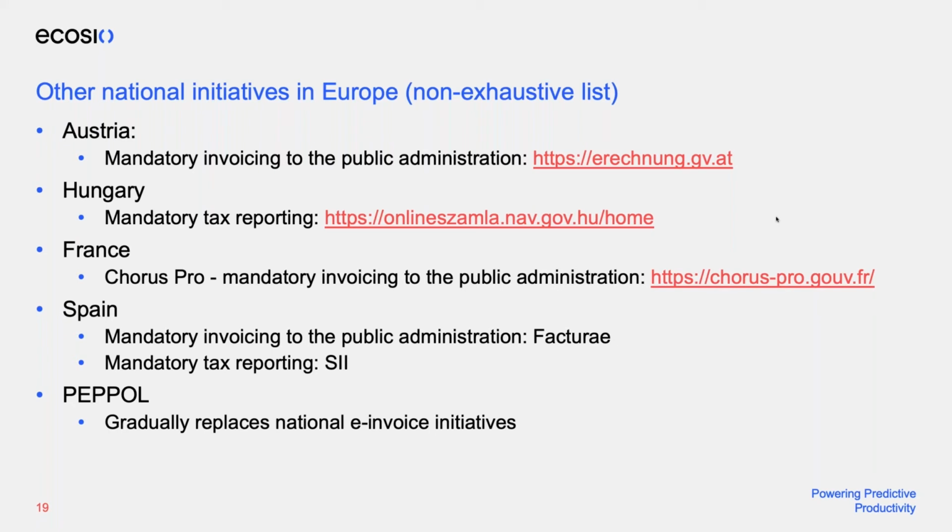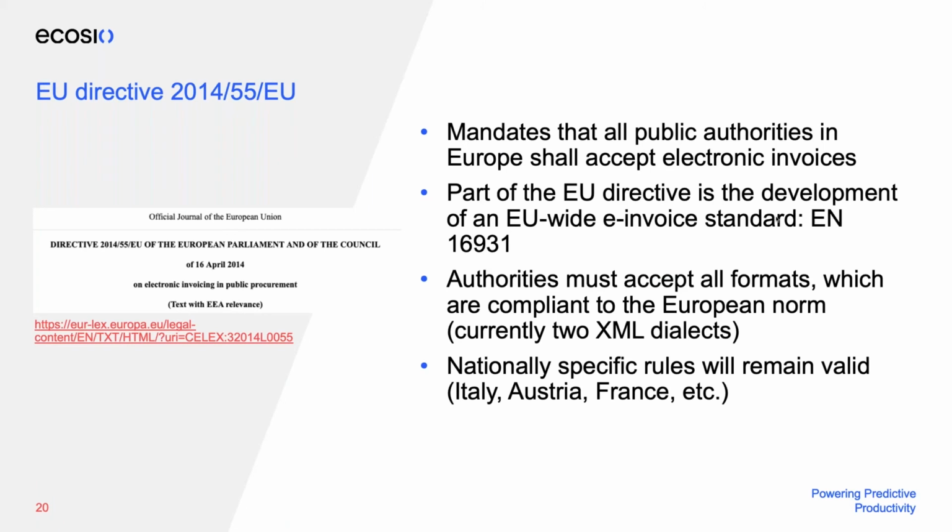Interestingly, the European Union has also released a directive. An EU directive typically has to be transposed into national legislation, and that EU directive 2014/55/EU mandates that all public authorities in the EU shall accept electronic invoices. As part of that EU directive, a new EU-wide e-invoice standard will also be developed. Actually, that standard has already been developed. We call it the European norm 16931. And all authorities in Europe must accept all formats which comply with that European norm.